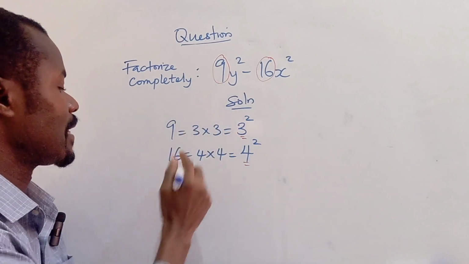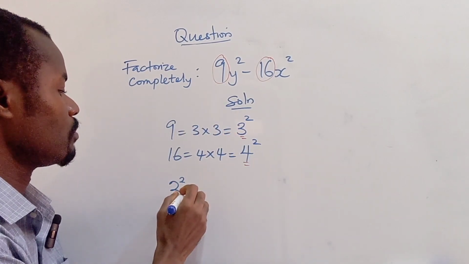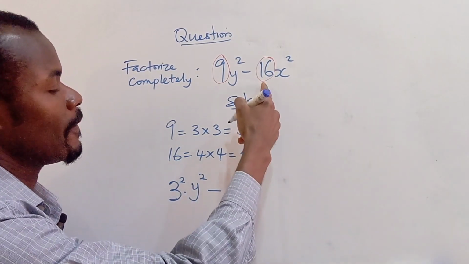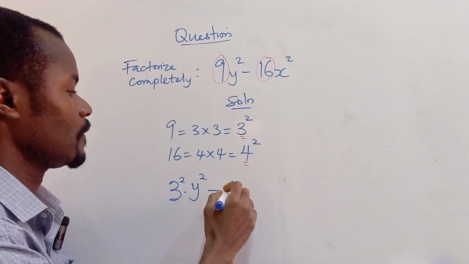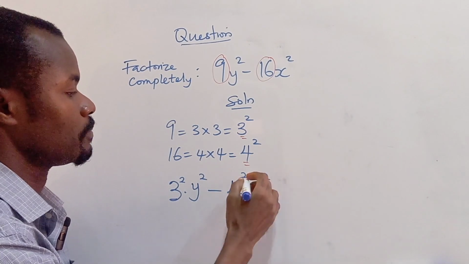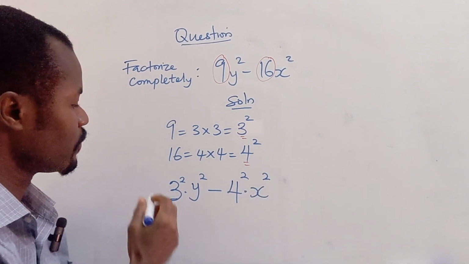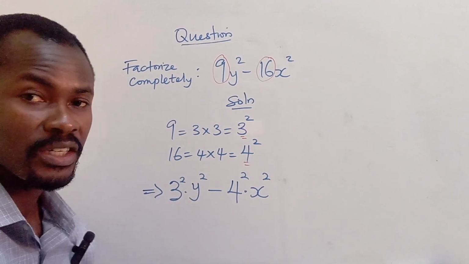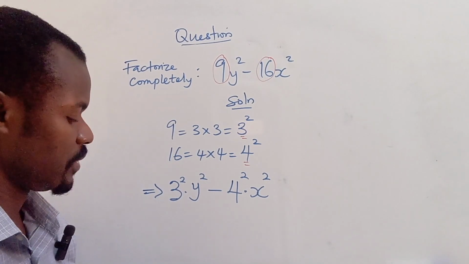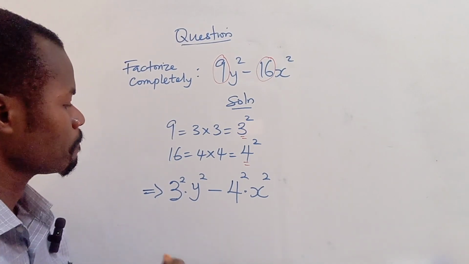Okay, so we have this as 3 squared multiplied by y squared minus, so 16 becomes 4 squared multiplied by x squared. Now from this, what can we realize? Now we can recall difference of two squares.